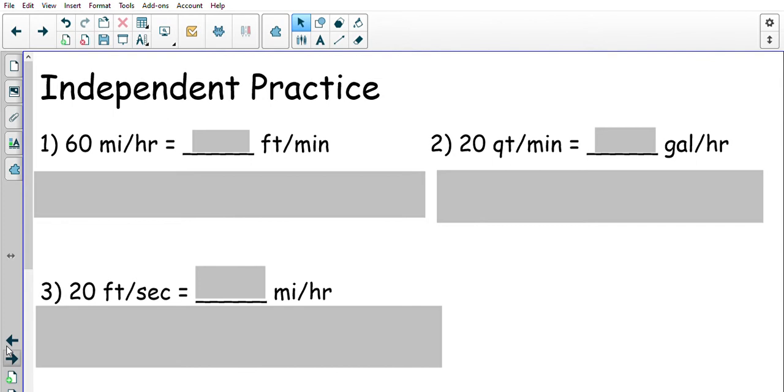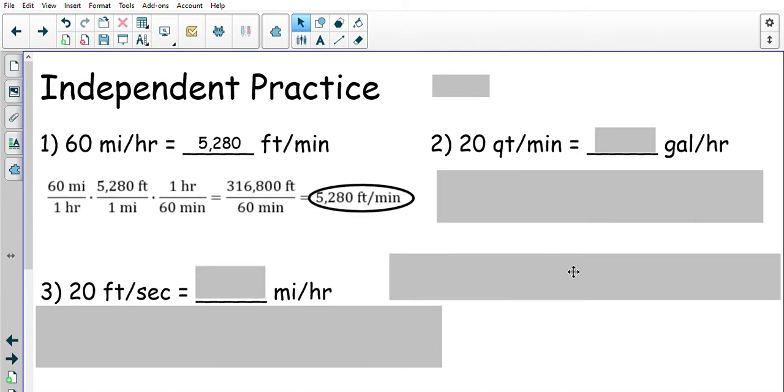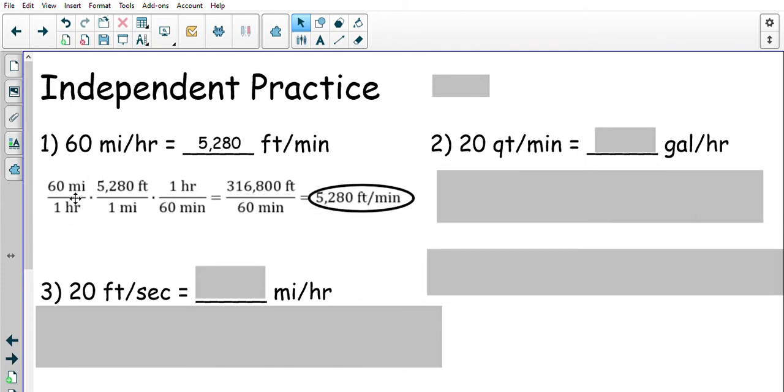All right, how'd you do with these? I hope pretty well. Dimensional analysis itself isn't that tricky, but it is something new and maybe a little different for you. So for number 1, you should get a solution of 5,280. Let's look at our work for this one. So we start with 60 miles per hour. What's given? We want to convert miles to feet.